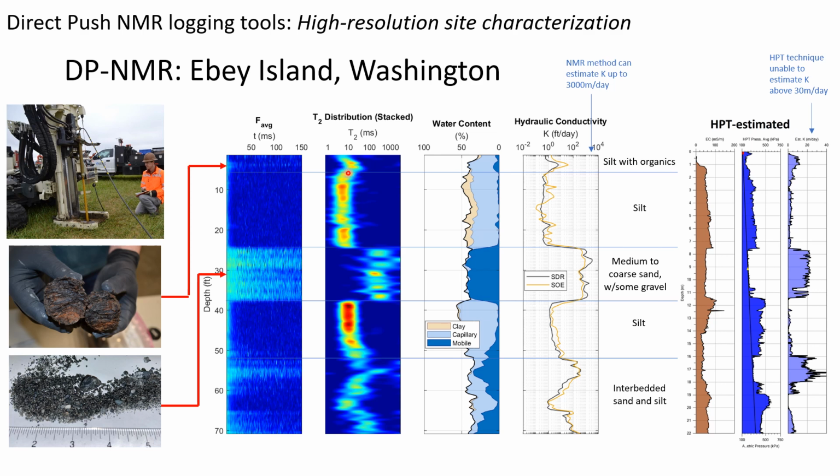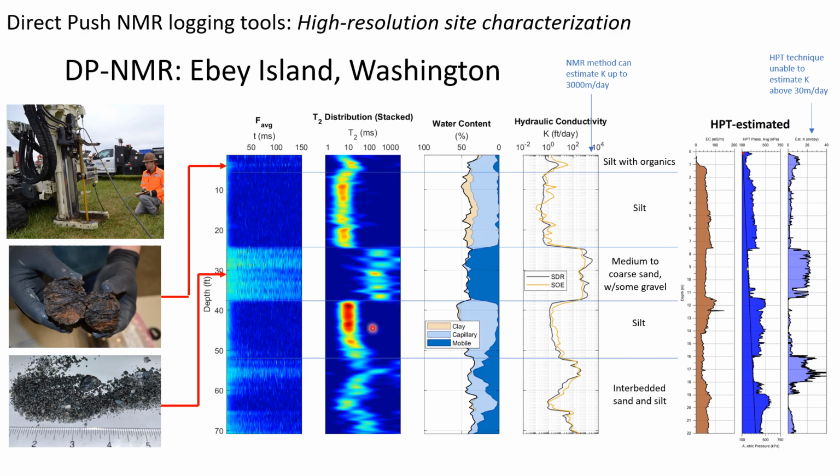It has a high porosity and longer relaxation time. And then you go to a silt layer, and then you have that medium to coarse sand with some gravel below it, and then you switch again to that silt and end up with interbedded sand and silt. So it's a very high resolution information that you can extract from the NMR measurement.